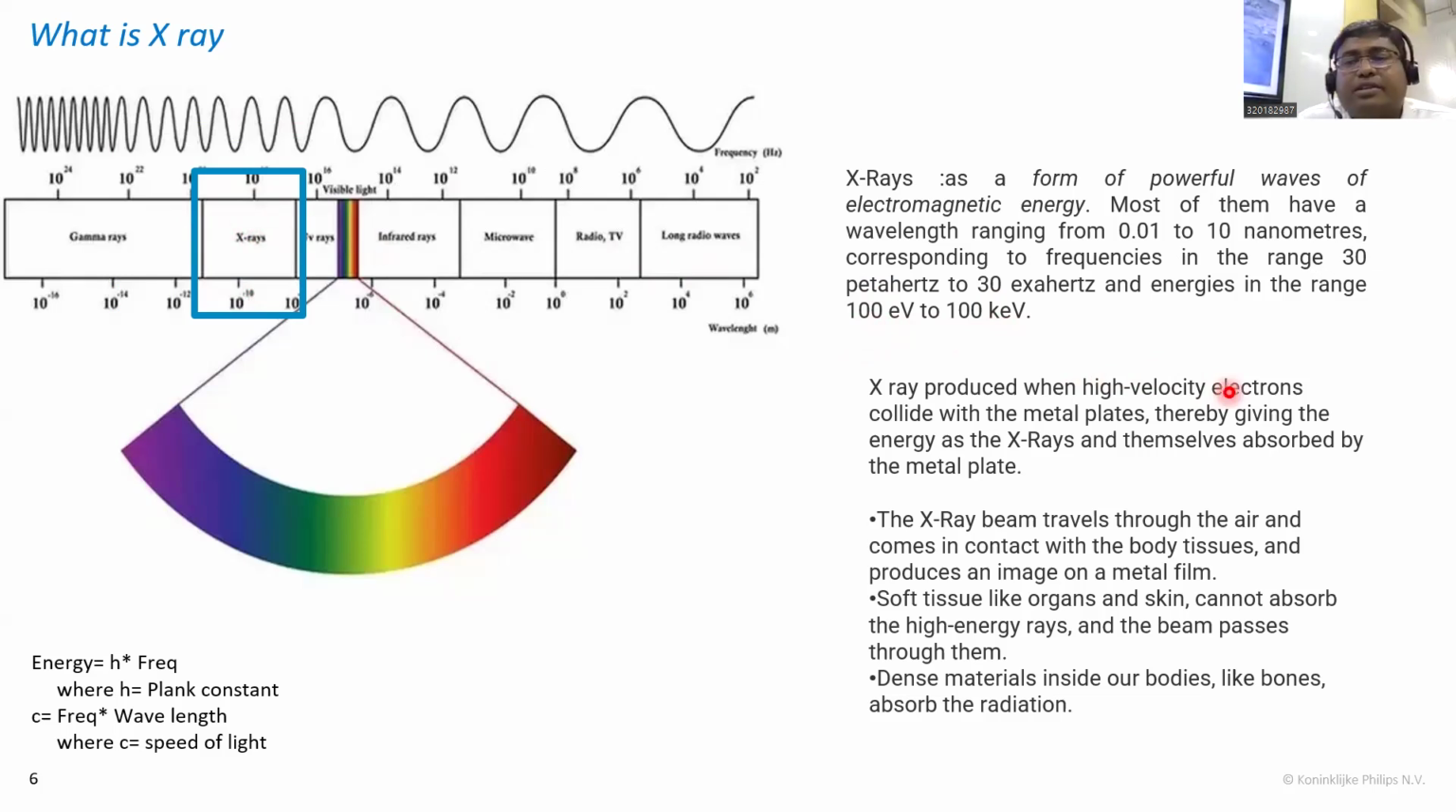So how is this X-ray produced? X-ray is produced when a highly accelerated, high kinetic energy electron collides with a solid body. The electron itself gets absorbed in that metal part, and the kinetic energy with which it collides with that metal part gets converted into an electromagnetic wave, which is emitted from the solid metal surface over which it collided. That's how X-ray is produced.